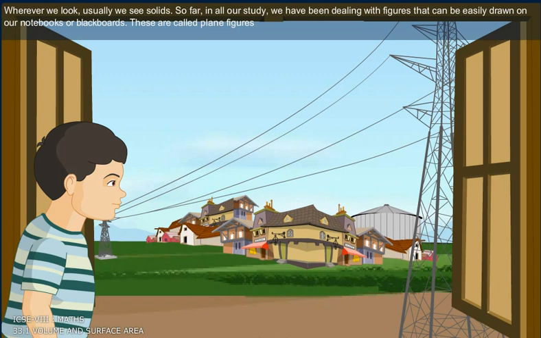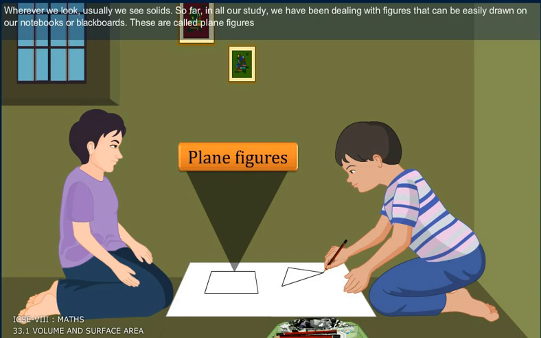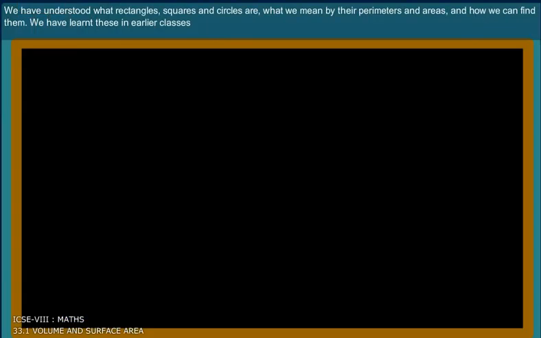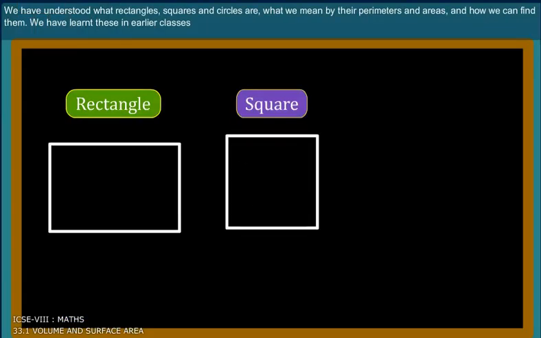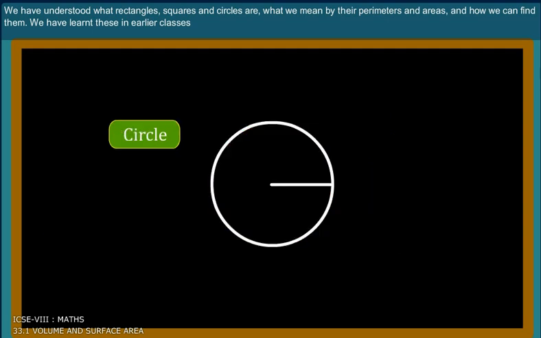So far, in all our study, we have been dealing with the figures that can be easily drawn in our notebooks or blackboards. These are called plane figures. We have understood what rectangles, squares, and circles are, what we mean by their perimeters and areas, and how we can find them. We have learned these in the earlier classes.